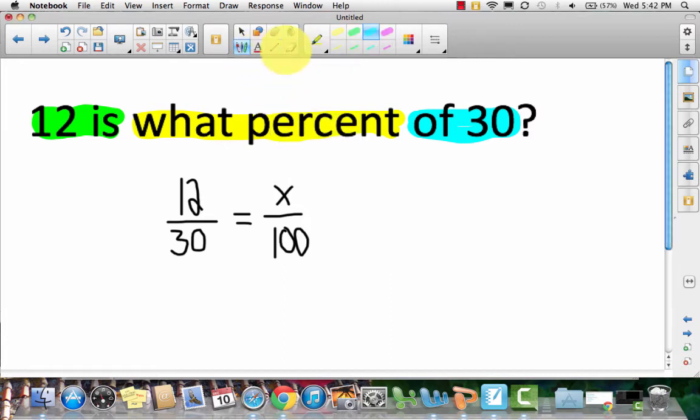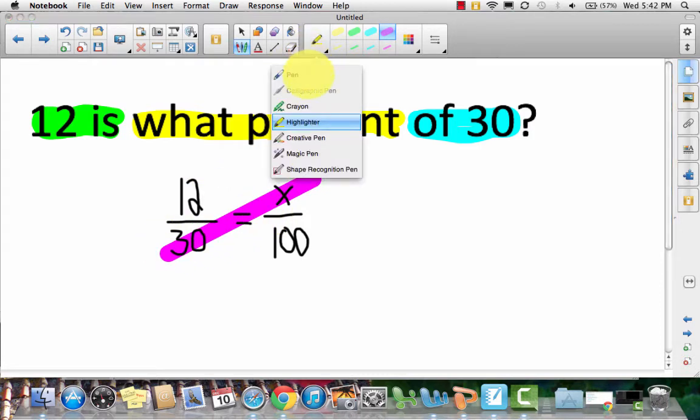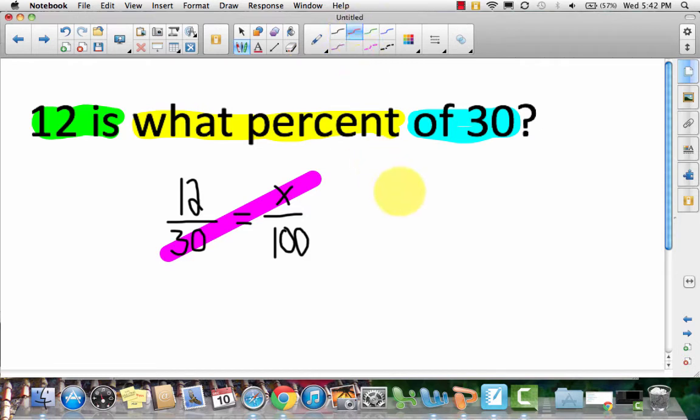So I'm going to start by multiplying across with my variable, 30 times x. And if I multiply 30 and x, I get 30x. And then I'll cross multiply the other way. So I will multiply the 12 and the 100 together, and that's going to give me a product of 1200. So 30x equals 1200.